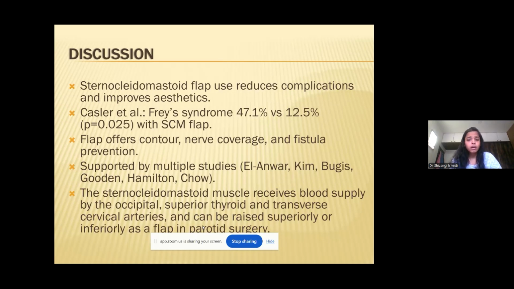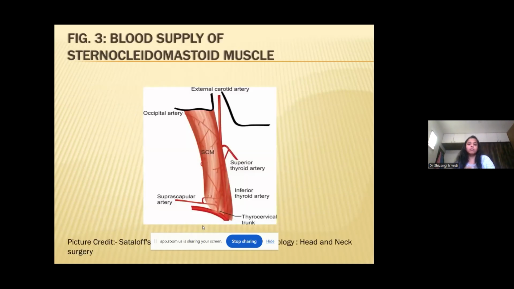There are other cases in which they have found that Frey syndrome with the SCM flap was very much less. For example, 12.5% in the Castor et al. study. And in many other studies also, it helps us to know that it is a very important advantage, helping us offer a better contour of the patient, better nerve coverage in fistula present, and the prevention of fistulas and Frey syndrome.